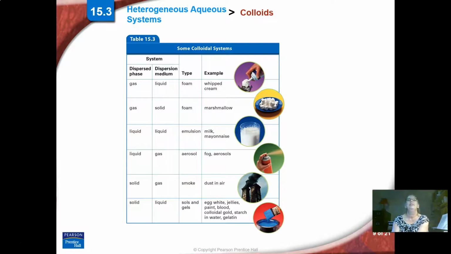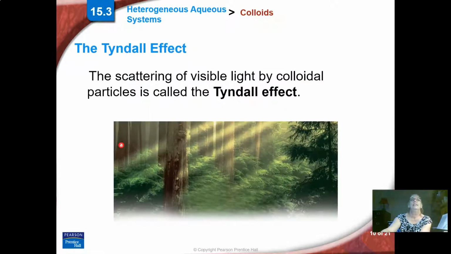So here's some examples. Good old marshmallows and whipped cream are examples of colloidal systems. So here's some different ones. And when we have colloidal particles, we can see this thing called the Tyndall effect. You see it when you drive on a foggy night and your car headlights go through it and you can actually see the beams of the headlight. That's the Tyndall effect. And so it shows us when we have a colloid. So it's used in the lab that way.